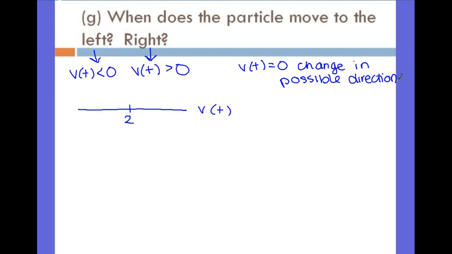In order to determine if that change occurs, we need to look at the value of the velocity to the left and to the right. We know the velocity at 3 and 4 was positive. We already found it up above, right? So to the right of 2 is positive. The velocity less than 2, we need to find. We need to know what is v of 1.